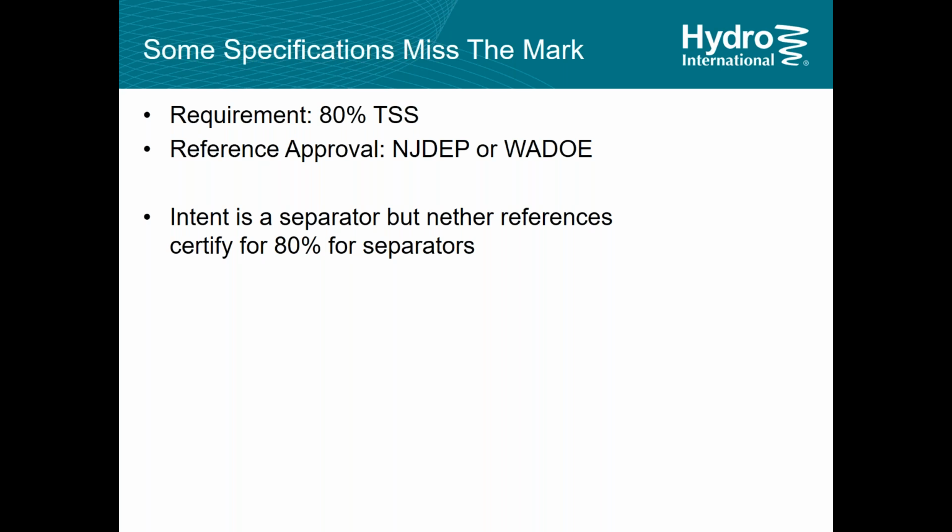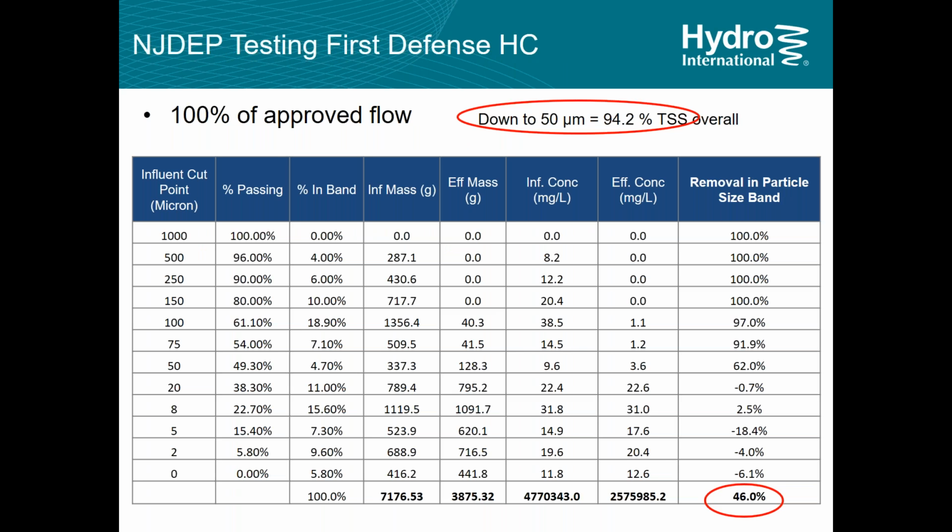There are other areas that say, no, we actually want 80% TSS, but we want you certified through New Jersey or through Washington. Now this becomes a disconnect because you'll look at New Jersey and go, but you're only certified for 50%, but we want 80%. So you have to really get to know, and this is a situation I've talked to a number of regulators on, how the testing is done and how to back out that information.